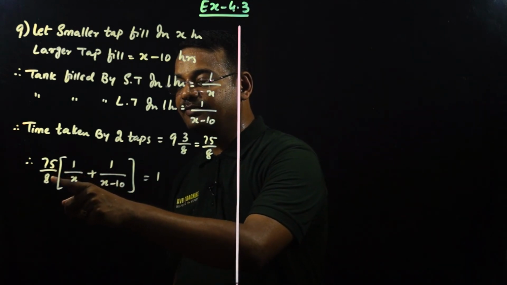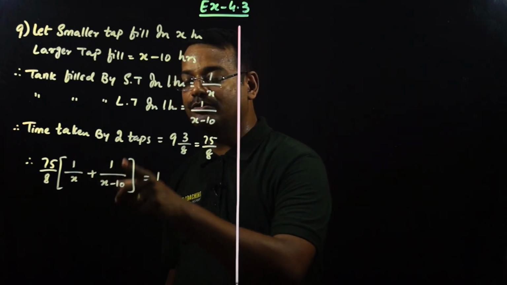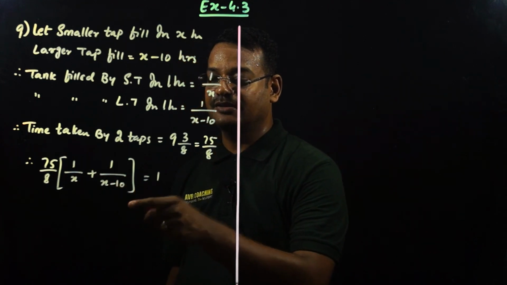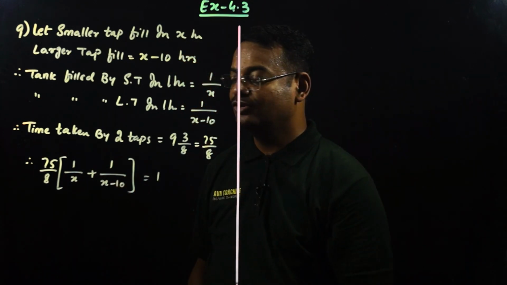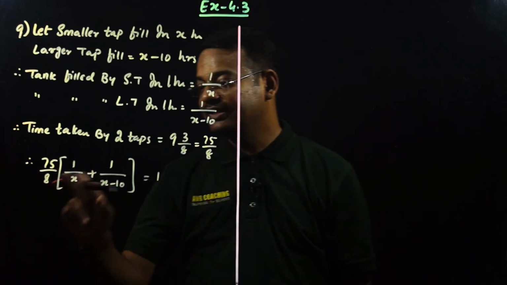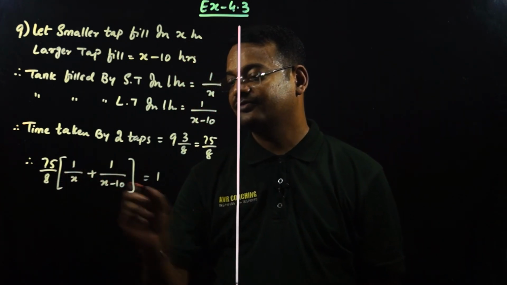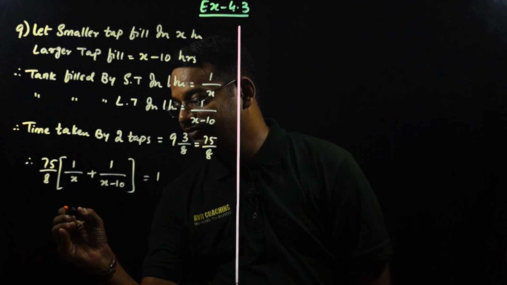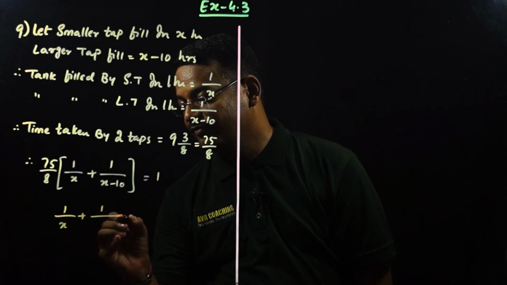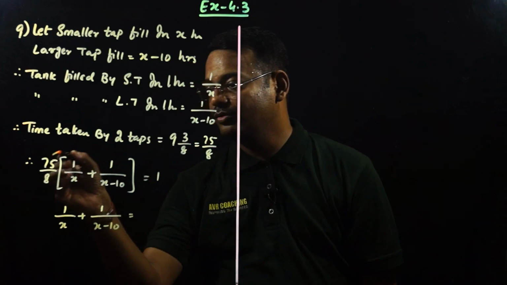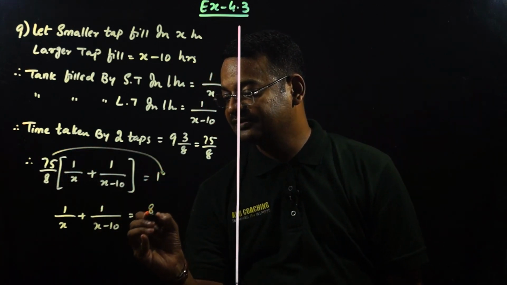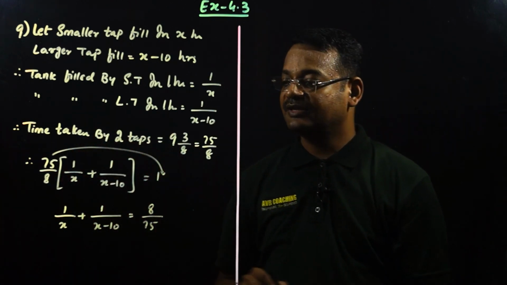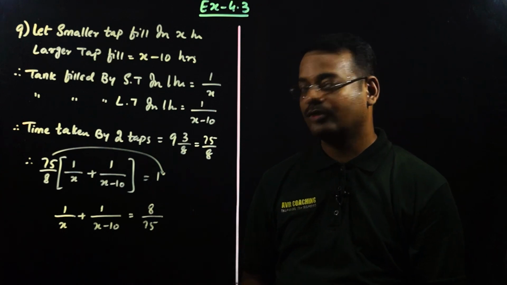So this 75/8 into the tank filled in 1 hour, how much tank will it fill? 1 by x plus 1 by x minus 10. How many tanks will they fill? Only one tank. So we can write 75/8 into 1 by x plus 1 by x minus 10 is equal to 1. Now we can convert this into a quadratic equation by writing 1 by x plus 1 by x minus 10 is equal to 8 by 75. If 75 comes to the right hand side, we write the reciprocal of the given number.